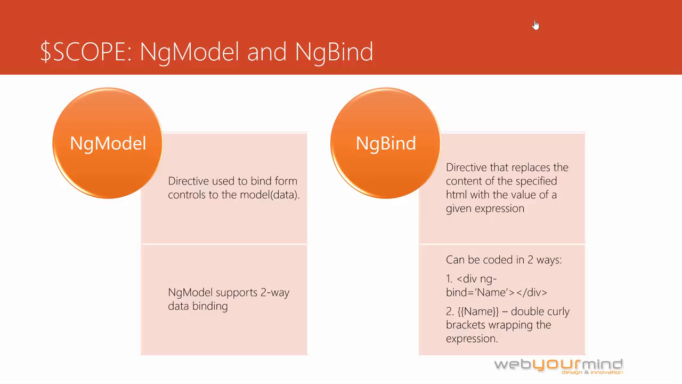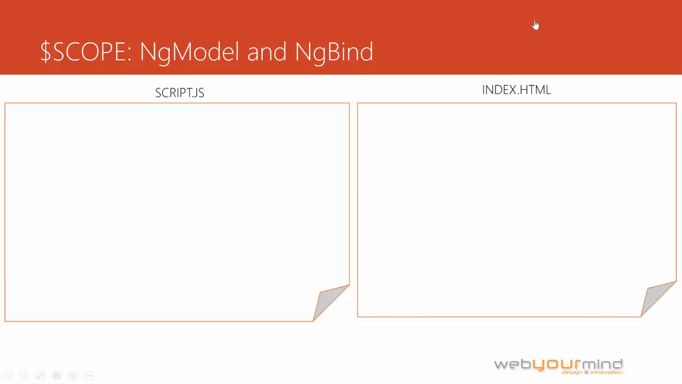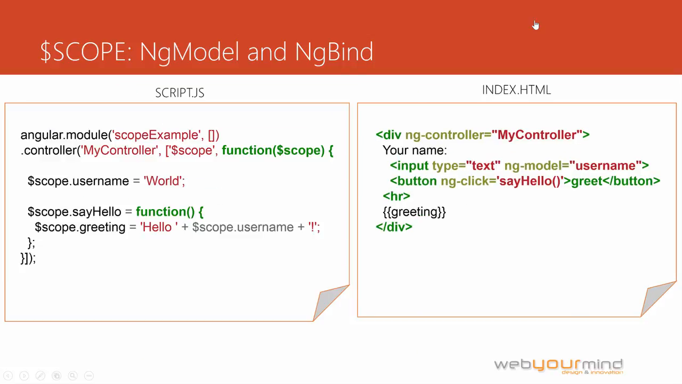How are ngModel and ngBind used in our code? Let's see an example of what I just said. We have on the left side the script.js file, and on the right side the index.html. In the first row of our index.html we are declaring a controller, named myController, and we are using that inside our Angular application in the script.js. In the second line, we are using .controller, and we are injecting the scope, as I mentioned earlier.